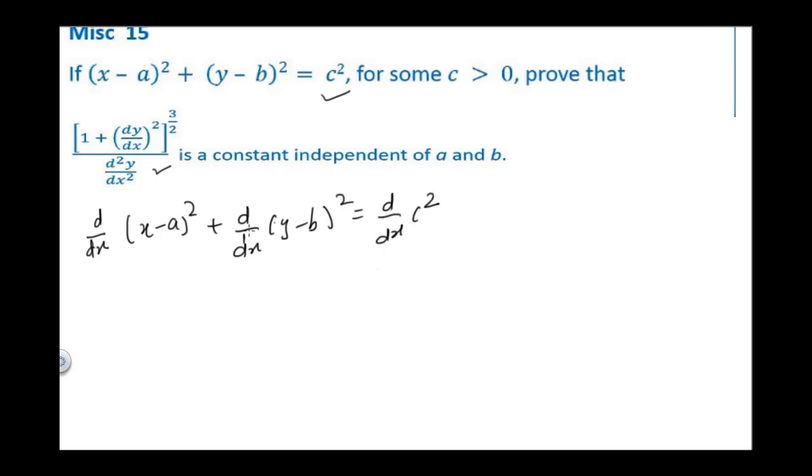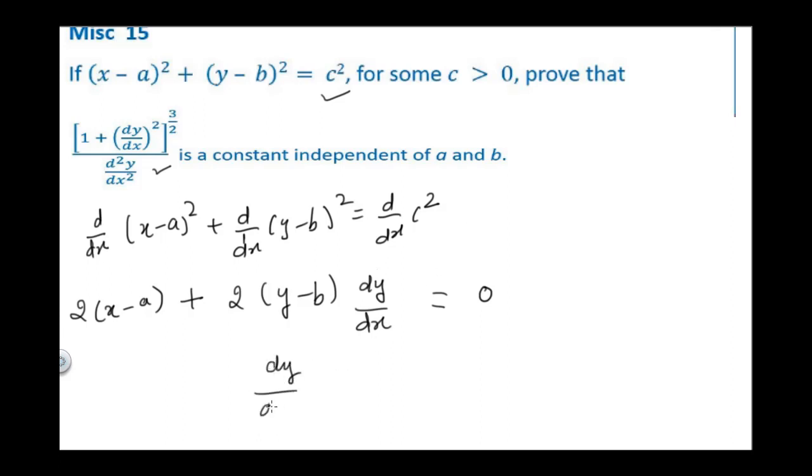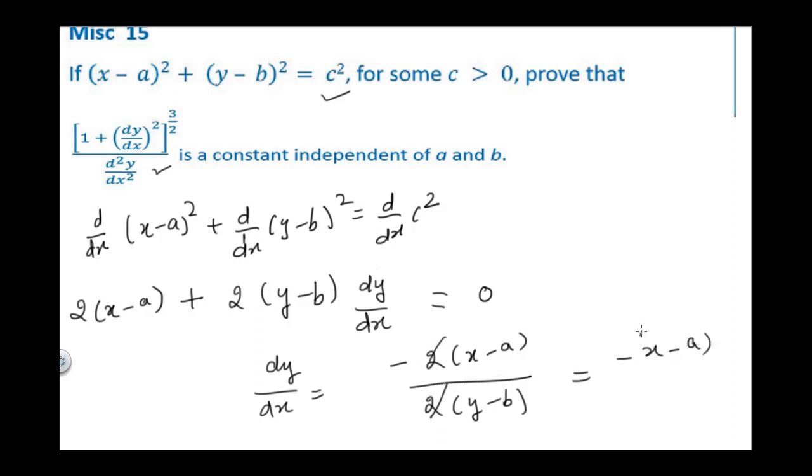So we get 2 times (x minus a). Now differentiation of x minus a, x will be 1 and a will be 0, plus 2 into (y minus b). Differentiation of y with respect to x will be dy/dx, and of b it will be 0. Differentiation of c square will be 0. So we can find dy/dx from here as minus 2 upon (x minus a) divided by 2 into (y minus b). 2 and 2 getting cancelled, we get the answer as minus of (x minus a) divided by (y minus b). This is our dy/dx, correct.